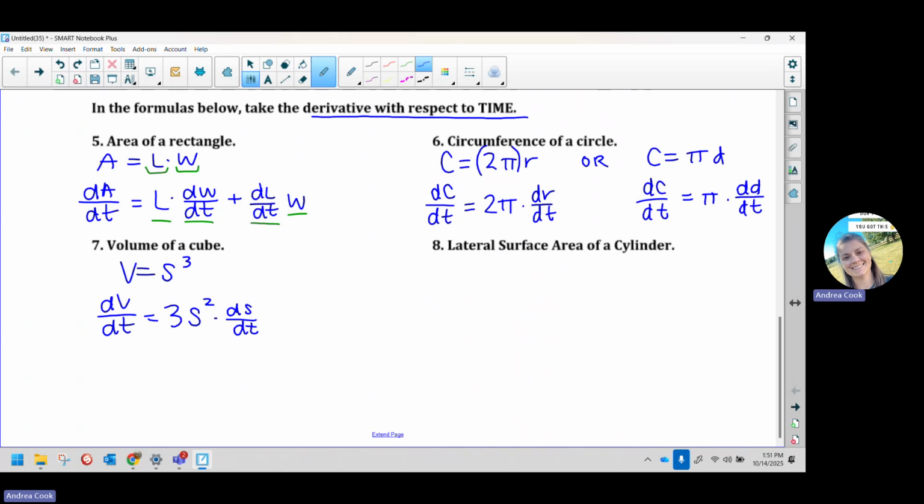Lateral area of a cylinder is around the outside. It doesn't include the top and bottom. Anyone remember? So I'm going to call that surface area, SA. It's circumference times the height. So 2 pi r times h. You're going to need to remember some of these for your test.